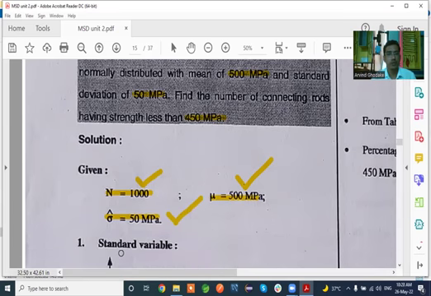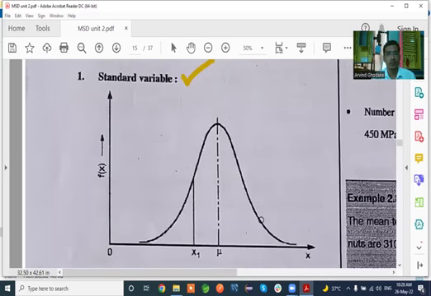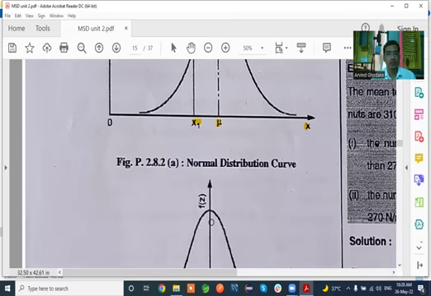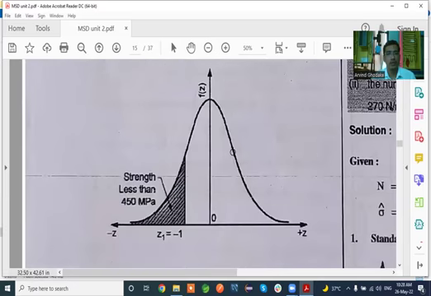Now first we are going to find the standard variable. So x is the random variable and f of x is the frequency of that random variable. Mu is the mean and x1 is the observation. Then conversion of the normal variable into the standard normal variable will be from plus z to minus z. Then on the y-axis there will be f of z. So the x variable is replaced by the z variable in the case of a standard normal distribution curve.